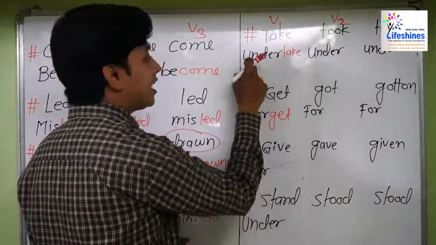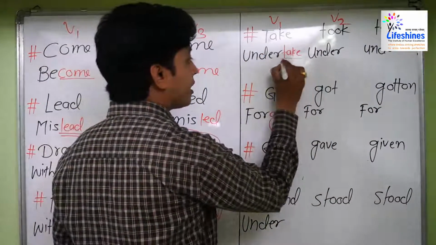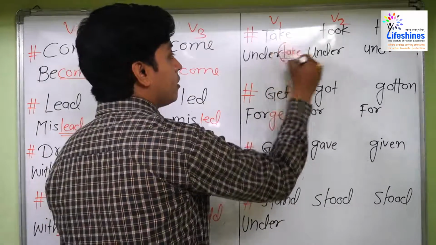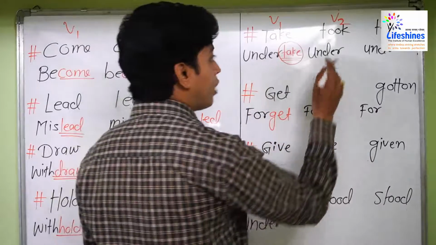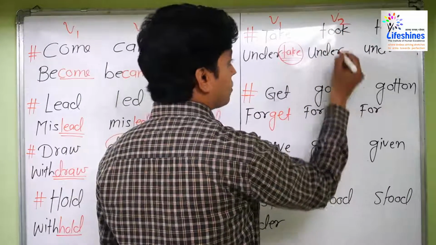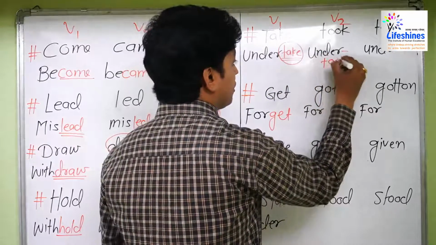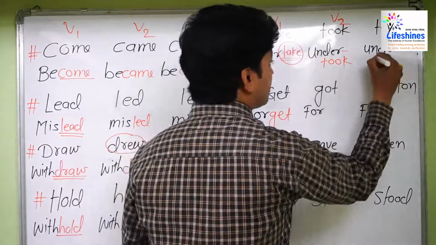Now talking about the next, that is take, took, taken. The same way there is undertake, this verb is also there, and in undertake there is the take verb too. Now when it comes to forming the second form, you have to simply write the same. Undertake, undertook, and undertaken.